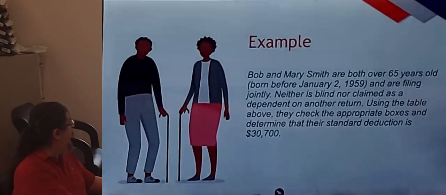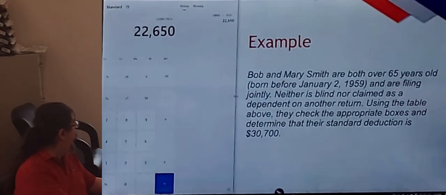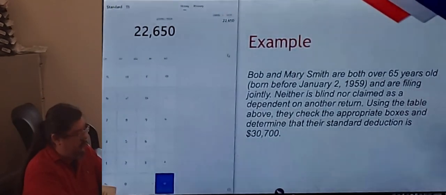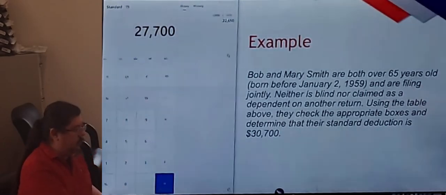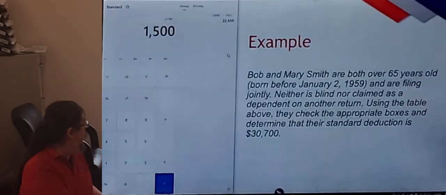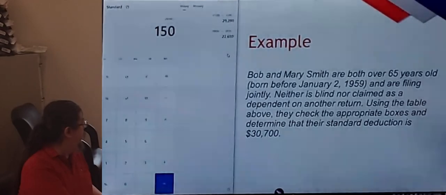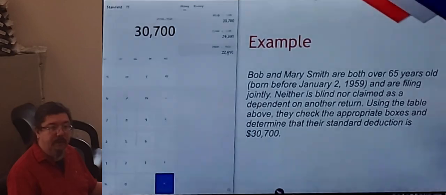So another example, Bob and Mary Smith are both 65 or older and are filing a joint return. So we can figure their standard deduction by taking their basic standard deduction, which was $27,700, and then they get an extra $1,500 for one of them being 65 or older, and another $1,500 for the other one being 65 or older, for a total standard deduction of $30,700.